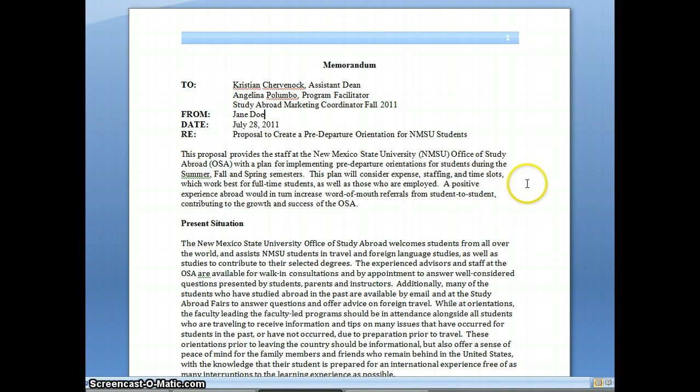As you see here, here is a proposal written by a student, and this is a proposal to create a pre-departure orientation for NMSU students, and this student worked for the Study Abroad program. Now I'm just going to scroll through this proposal to show you the final product that this student submitted, and of course her name is not Jane Doe, but I changed her name just to keep privacy here.